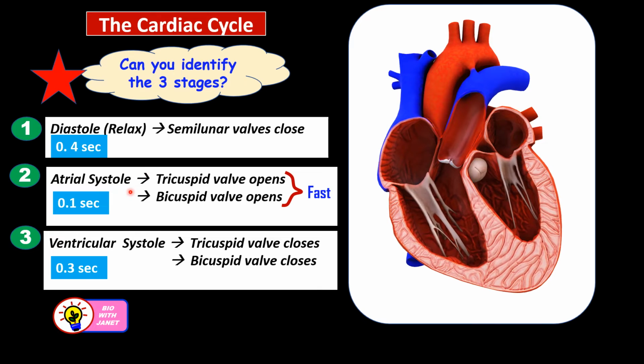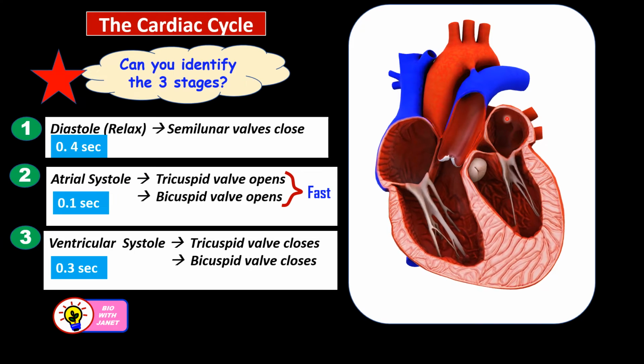Now for the second phase, atrial systole, the atria contract. The atria contract to pump the blood into the ventricles. So at this stage, the tricuspid valve will open, and the bicuspid valve will open. Let's identify this phase. 2, 2, 2.